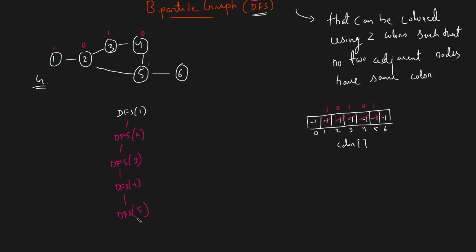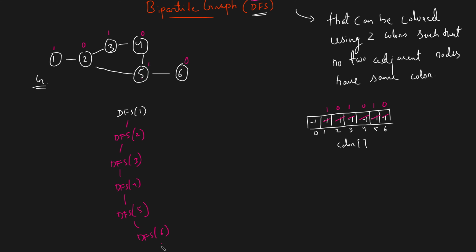Now when you go to 5, the adjacent node of 5 is 2. It has an opposite color. Absolutely fine. One of the adjacent nodes has the opposite color. But over here 6 is not colored. So what you'll do is you'll color it with the exact opposite color of 5. And after that you'll call a DFS for 6. Now when you go for the DFS of 6, 6 checks its adjacent node. That's 5. That's oppositely colored. Absolutely fine.